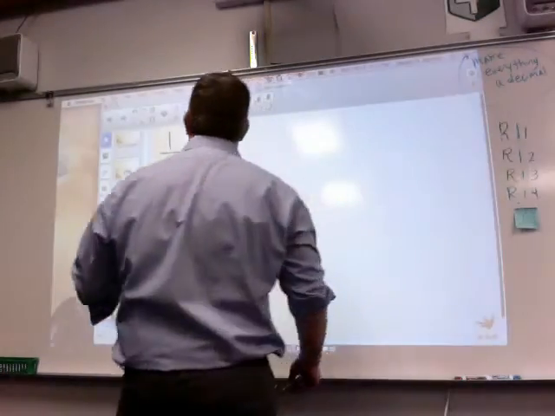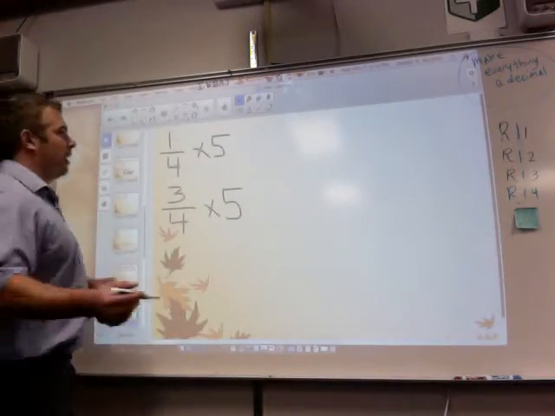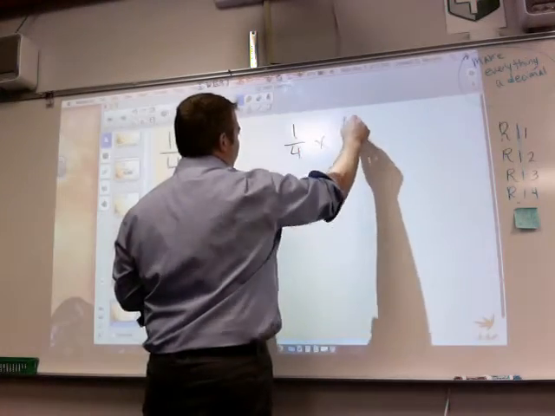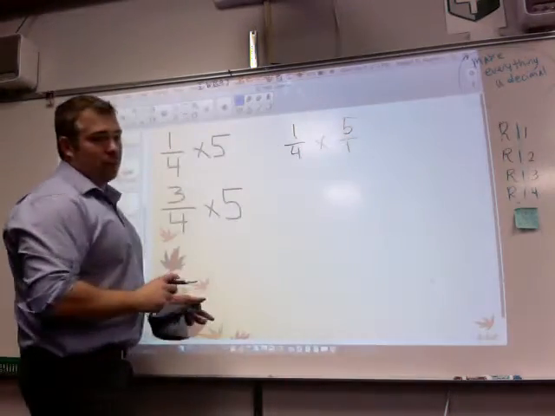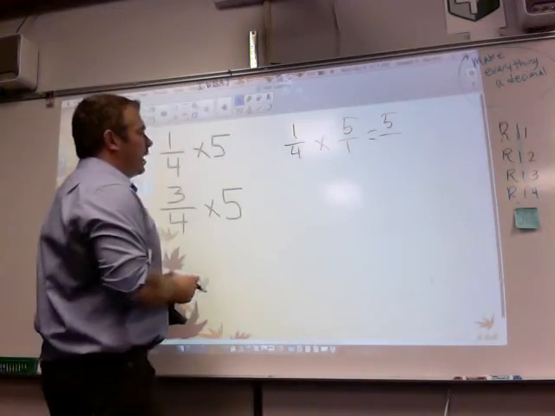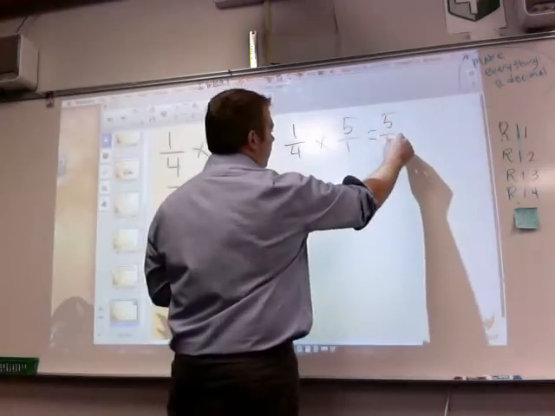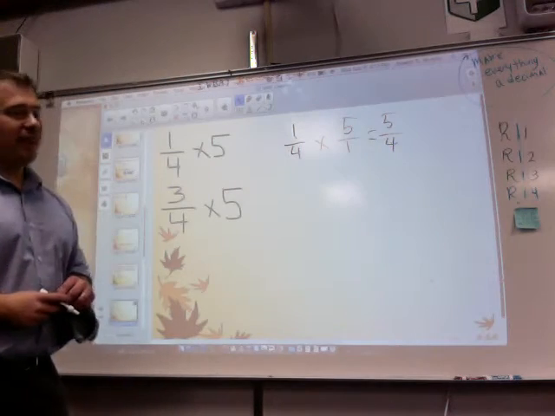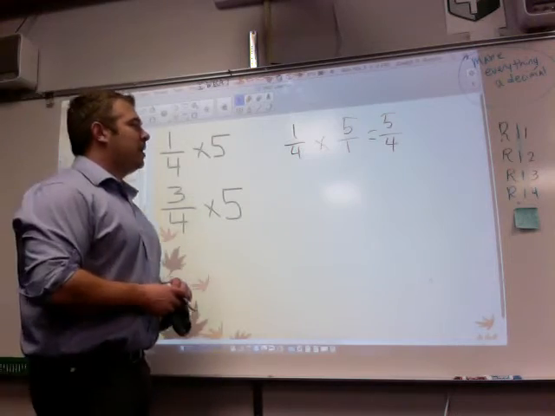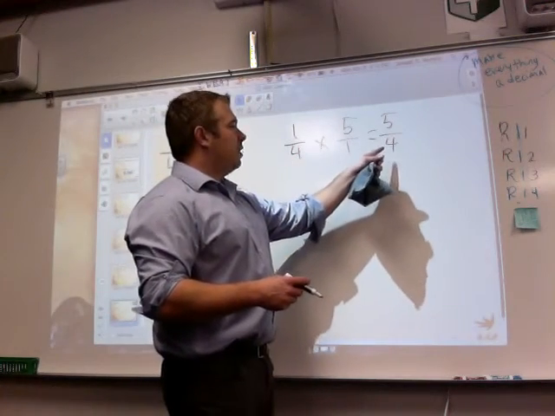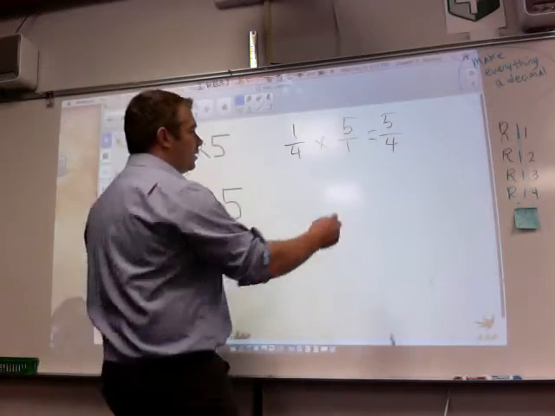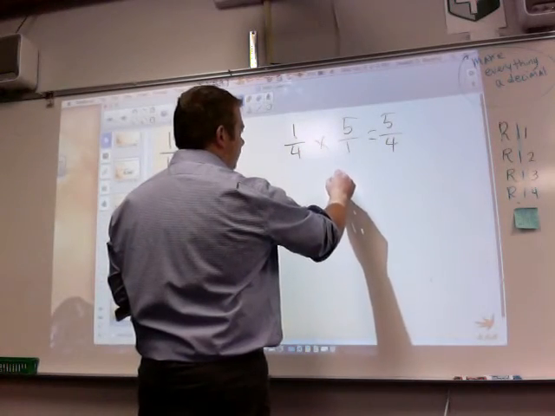All right, right here we have 1/4 times 5. Let's start with that one. 1/4 times 5, which is just 5 over 1. And what's 1 times 5? Well, 5. And 1 times 4 equals 4. So I'm left with an improper fraction again, 5 out of 4, and they don't have any common factors. So what I need to do is see how many times my denominator can go into my numerator. And so let's divide that.